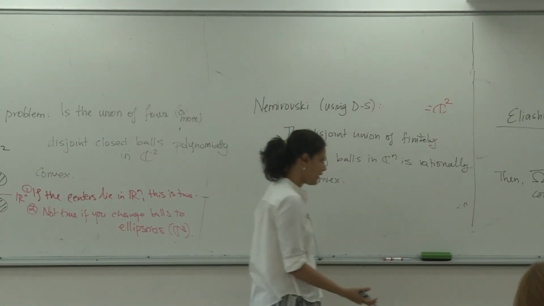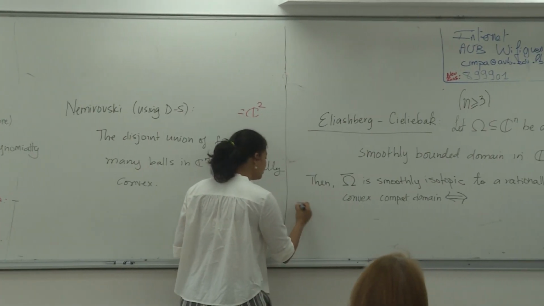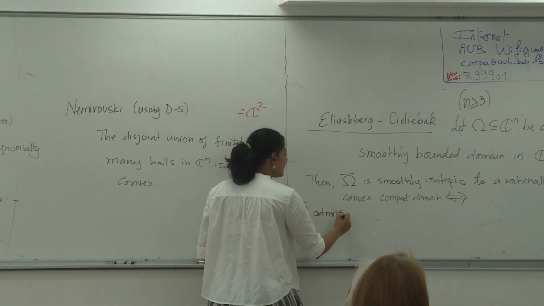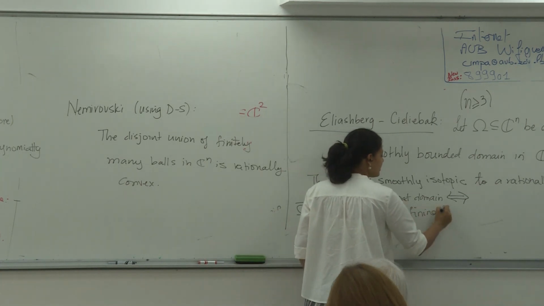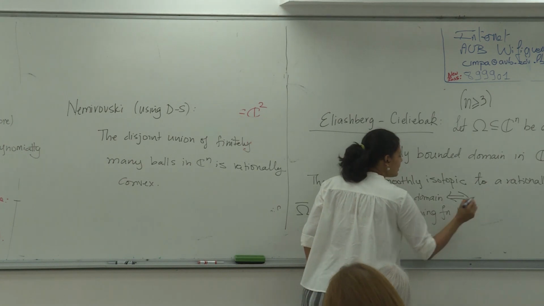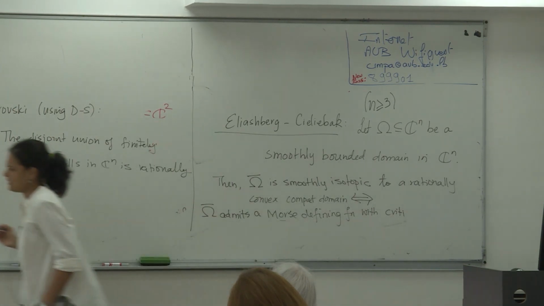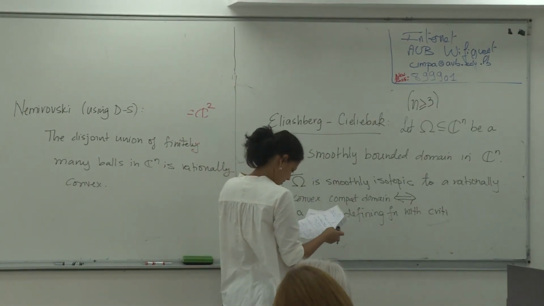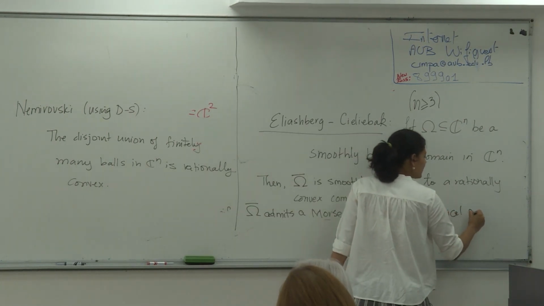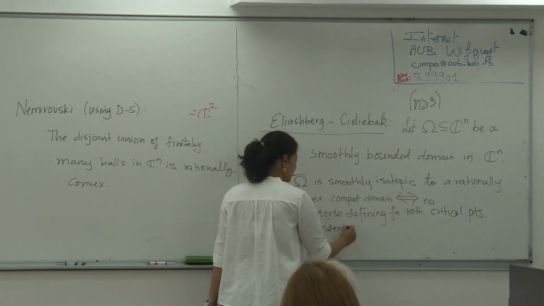It involves Morse functions, but I'll tell you from the SCV point of view what it means. If and only if omega closure admits a Morse defining function with, so what was the exact condition? Was it greater than, let me see, greater than, yes, with no critical points of index greater than n.